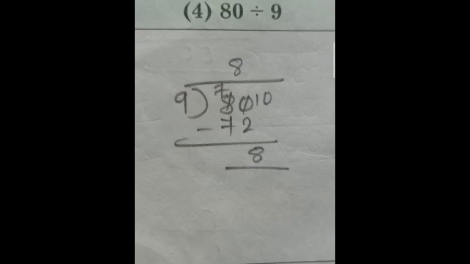Now let us do the subtraction. 10 minus 2 is 8, and 7 minus 7 is 0. So students, in this the dividend is 80, the divisor is 9, the quotient is 8 and the remainder is also 8. Students, in this way you have to solve this fourth one.